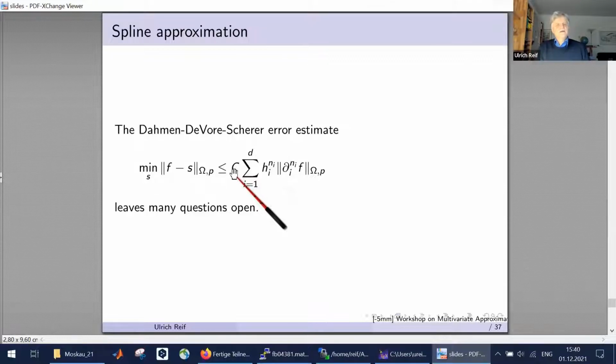Let's assume that we are given a uniform grid, a grid with h equal to 1 in all coordinate directions. Then this constant c has a finite value. And now we start to subdivide only one coordinate direction. So we start to refine the knot sequence in x direction. It's getting finer and finer.